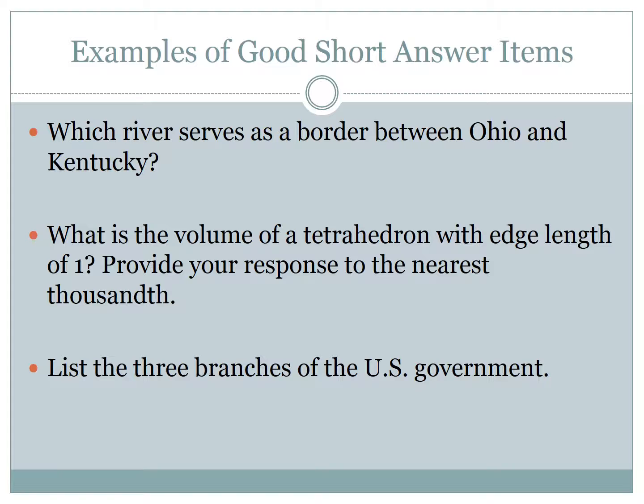A second one is, what is the volume of a tetrahedron with edge length of 1? Provide your response to the nearest thousandth. So this is an example of a very good short answer item because it's very specific. You're looking for a unit, and you're looking for the thousandth of the unit. And finally, list the 3 branches of the U.S. government. This obviously has a very accurate answer, and it's good for short answer.